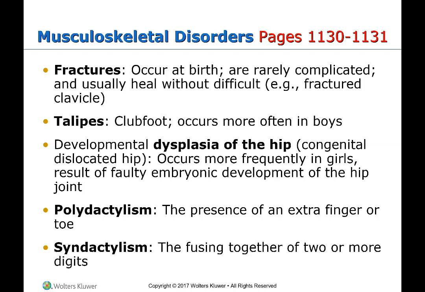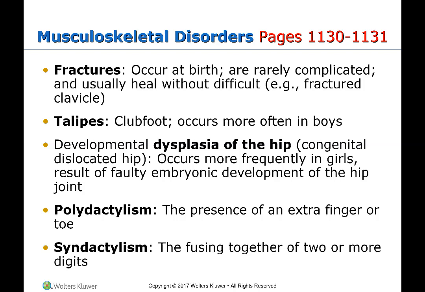Okay, talipes, what's this? Clubfoot. Occurs more often in boys. What is a clubfoot? Can they have it in both feet? Yes, they can. So they're just saying that they turn out of the normal position. So what can they do? Exercises for this. They can do corrective shoes, brace, casts, surgery, depending on how bad it is.